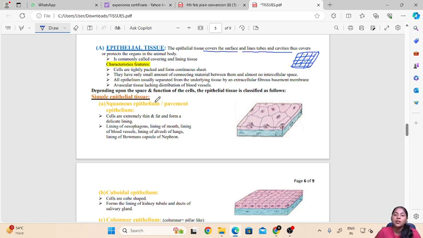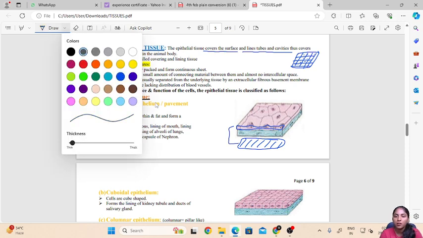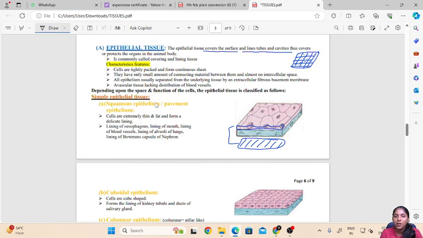Then this epithelial tissue is usually separated from the underlying tissue by an extracellular fibrous material. As we can see here, this is the epithelial tissue, and there will be some other tissue or other organ here, and these two are separated by an extracellular fibrous basement membrane.